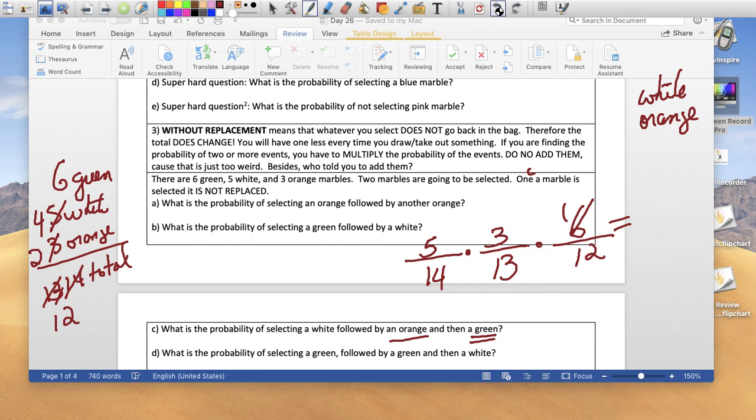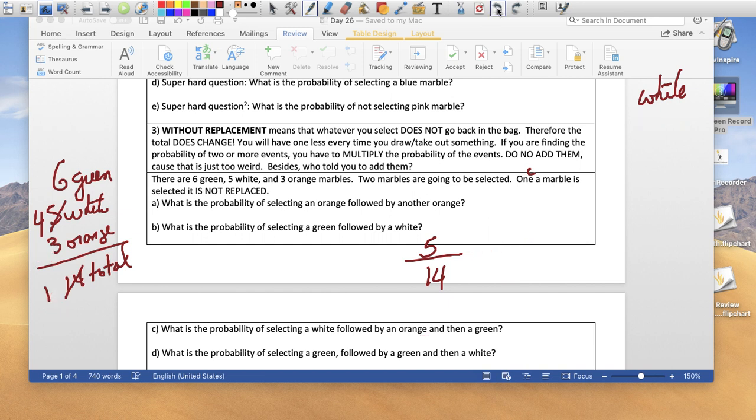And then the last one says, what's the probability of taking a green followed by a green and then a white? So let's do that. First try, there's 14 in my bag. I'm going to get a green. So there's a 6 out of 14 chance of that happening. Let me put the green here on the side. Let me put a multiplication sign. Let me readjust things. There's 5 greens now, and there's 13 in total now.